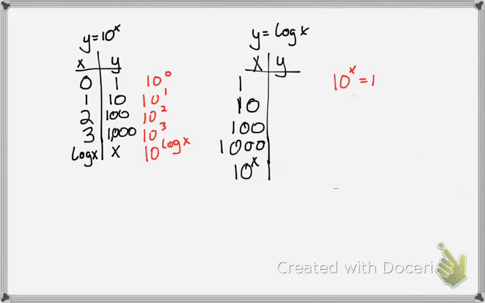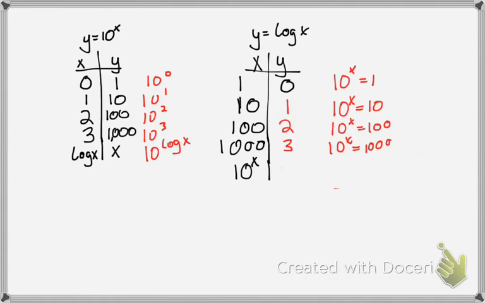so x is 1. So what that's going to tell me is 10 to what power is equal to 1? In this case, that would be 0. 10 to what power is equal to 10? In this case, it would be 1. If x is 100, it would be saying 10 to what power is equal to 100? And in this case, it would be 2. If x is 1000, we would be asking ourselves 10 to what power is equal to 1000? And that would be 3.